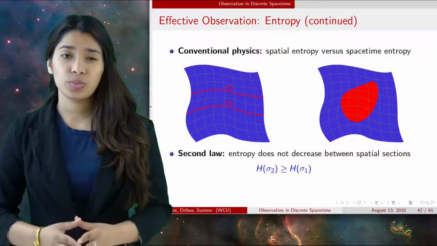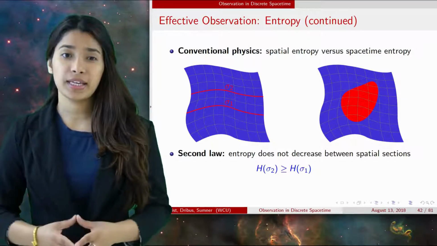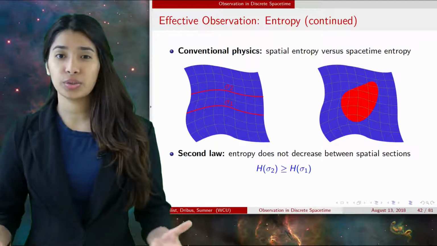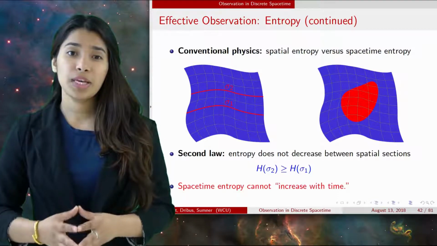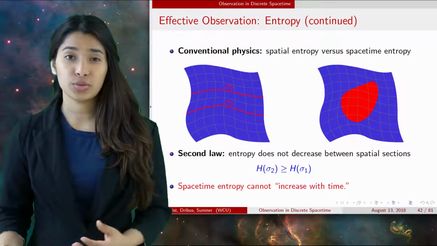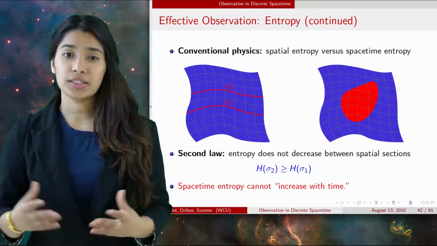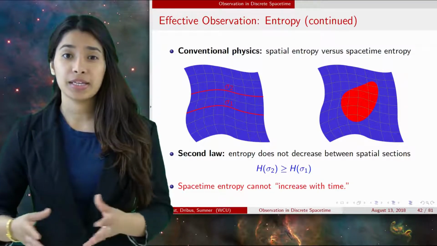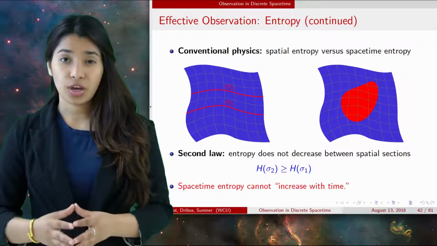The type of entropy increase predicted by the second law involves a purely spatial notion of entropy, because it makes no sense for a quantity to increase with time unless that quantity is associated with a particular time, that is, a particular space-like section of spacetime.